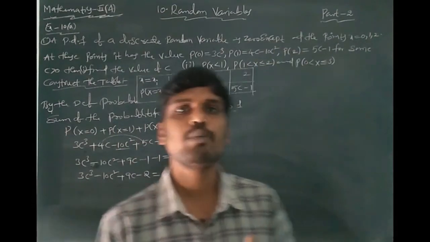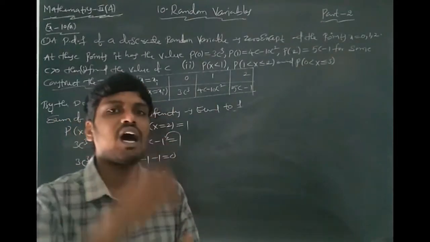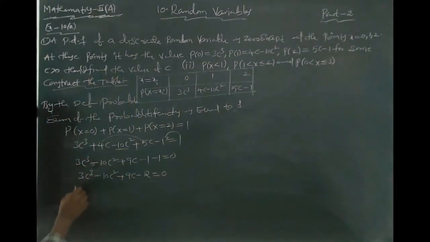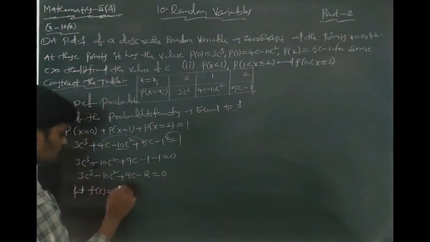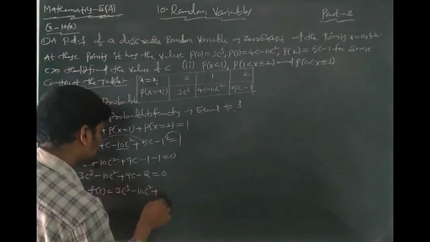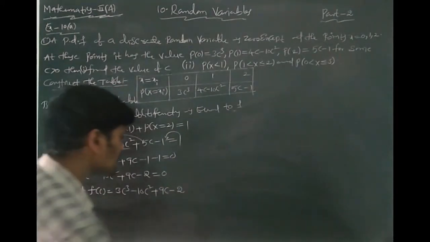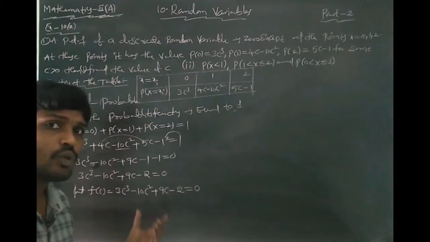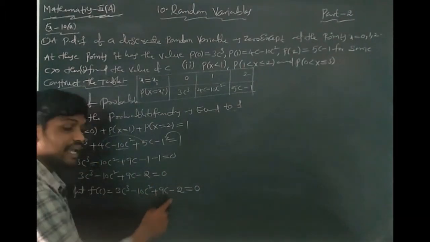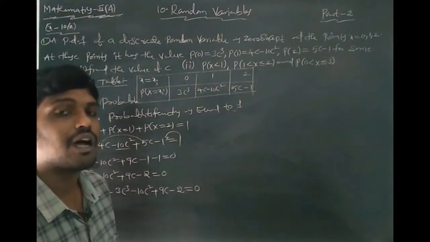You can solve this cubic polynomial by using Horner's synthetic division method. Before going to Horner's synthetic method, first you can find one root. First of all, put f of c equal to 3c cube minus 10c square plus 9c minus 2, and take it equal to 0. Here, first you can write c equal to 0. Is this satisfied or not? C equal to 0 gives 0, 0, 0, minus 2. Minus 2 is not equal to 0. So c equal to 0 is not satisfied.